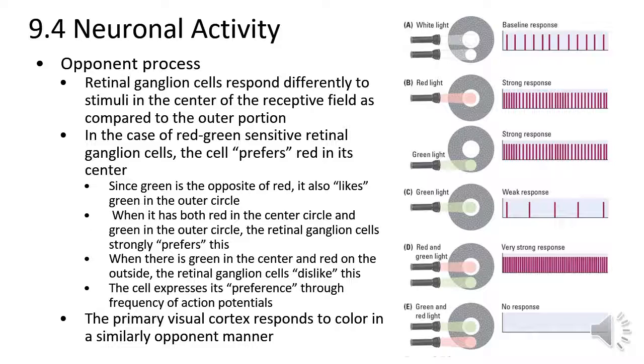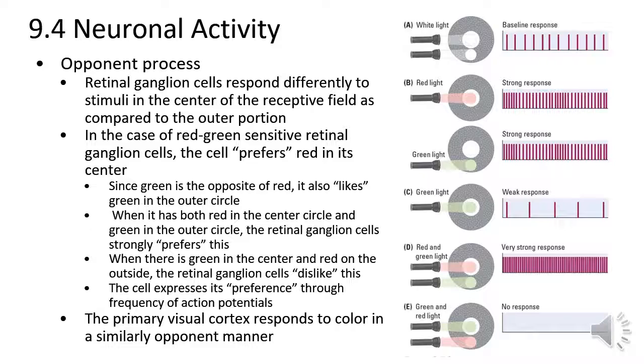In the case of a red-green sensitive ganglion cell, I'm kind of anthropomorphizing or personifying the cell here to explain it, but it sort of prefers red in its center. And since green is the opposite of red, it likes green in the outer circle, so it kind of wants the opposite. The presence of green on the outer circle is almost like having red in the middle. It kind of gives the same strong response.